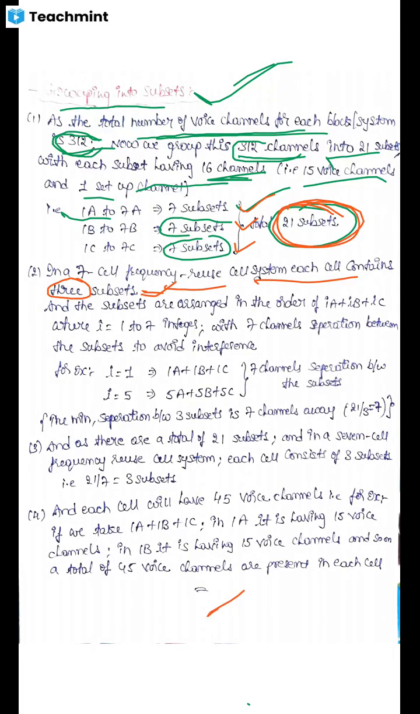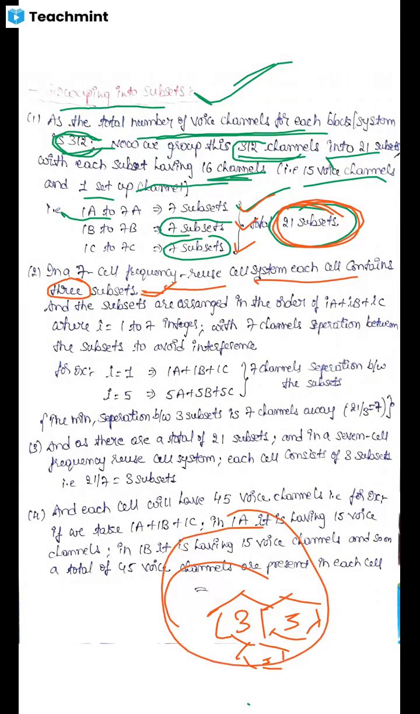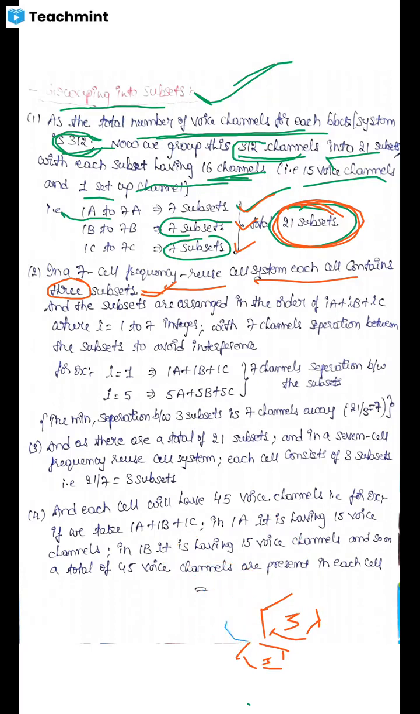So if I take a 7 cell frequency reuse pattern, each cell is having 3 subsets. If I am having 7 cells, total 21 subsets. The subsets are arranged in the order of IA plus IB plus IC. Here I value is an integer from 1 to 7. You can take I value as 1, 2, 3, 4, 5, 6 or 7, any value, with 7 cell separation between the subsets to avoid interference.